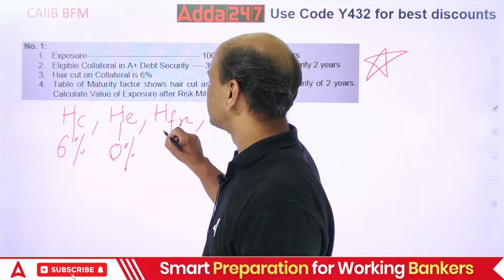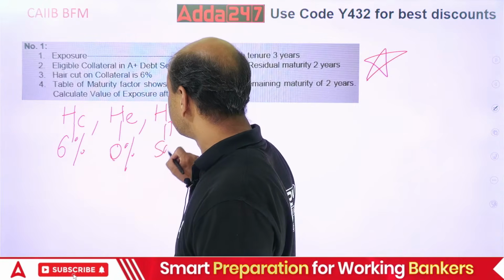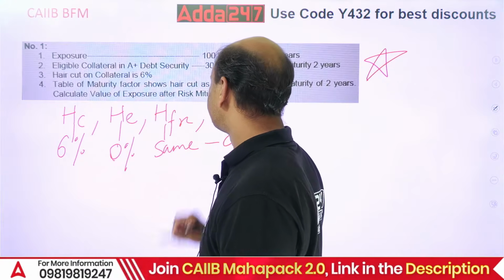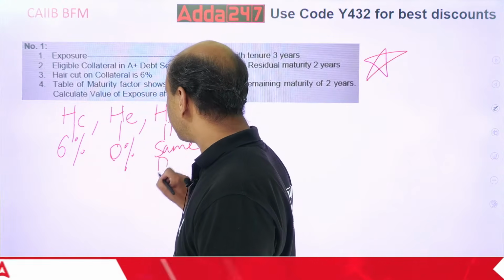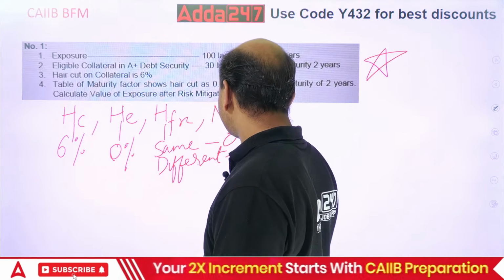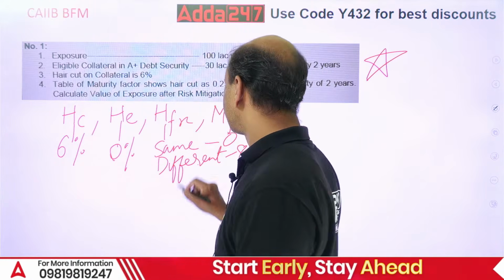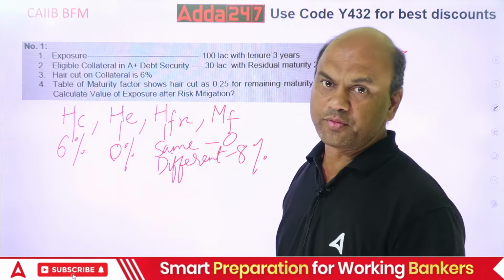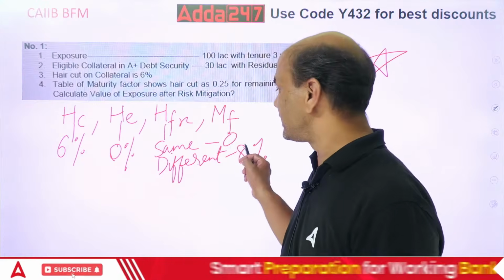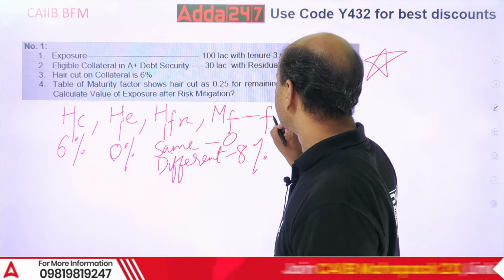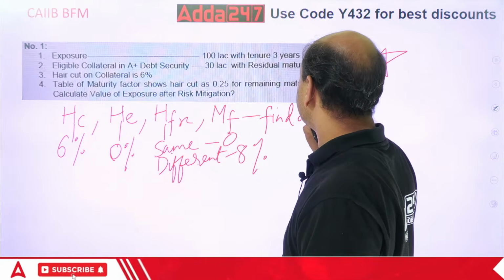Haircut for FX, if it is in the same currency, then it is 0. And if it is different currency, then it is 8%. Okay? If it is in the same currency, it is 0. If it is in different currency, then it is 8%. And MF you have to find out. This you will have to find out.